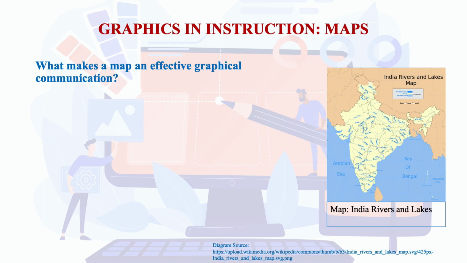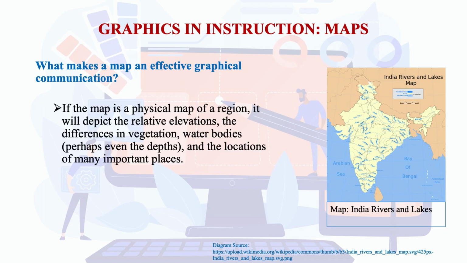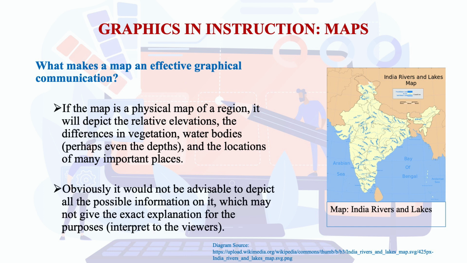What makes a map an effective graphical communication? If the map is a physical map of a region, it will depict relative elevations, differences in vegetation, water bodies, perhaps even depths, and the location of many important places. Obviously, it would not be advisable to depict all the possible information on it, which may not give the exact explanation for the purpose. So accordingly, the viewers can interpret.